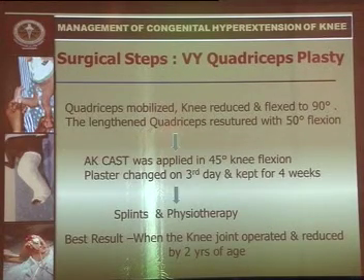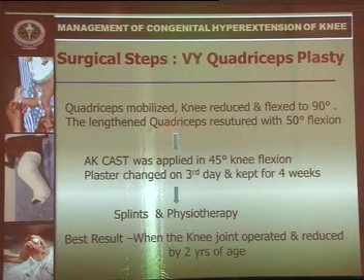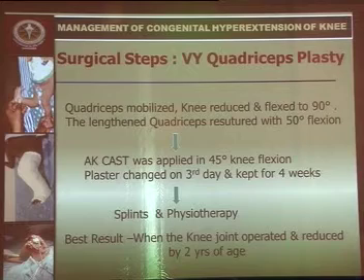And quadriceps mobilized, knee reduced and flexed to 90 degrees. So on the table, you must achieve 90 degrees of flexion. Then lengthen the quadriceps and resuture with 50 degrees of flexion. Maximum 50 to 60 degrees of flexion you have to stitch. Don't stitch the quadriceps in the flexion you achieved, because if you stitch that, there will be quadriceps slack and the operation will be a failure.